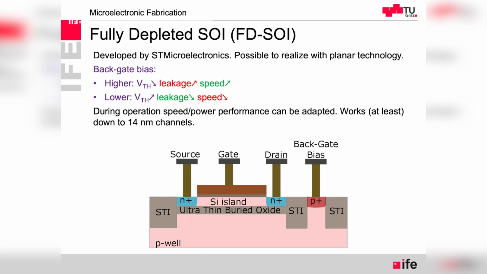And also at the bottom, the P-well, there is the backgate bias, which is usually one bias for a group of several transistors. By applying a higher or lower voltage, we can control whether the leakage current will be a bit worse but the speed will benefit, or we will have a slightly slower transistor but with very low leakage current. And this technology, as far as I know, worked at least down to 14 nanometers. But I think from 14 nanometers, maybe with some exceptions, we only see FinFET, the other device with the 3D structure.